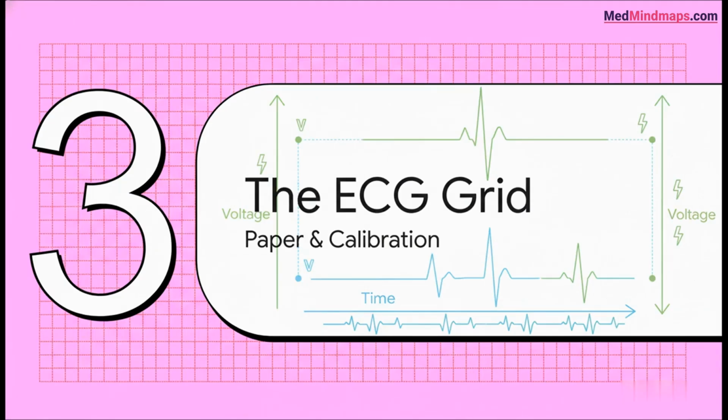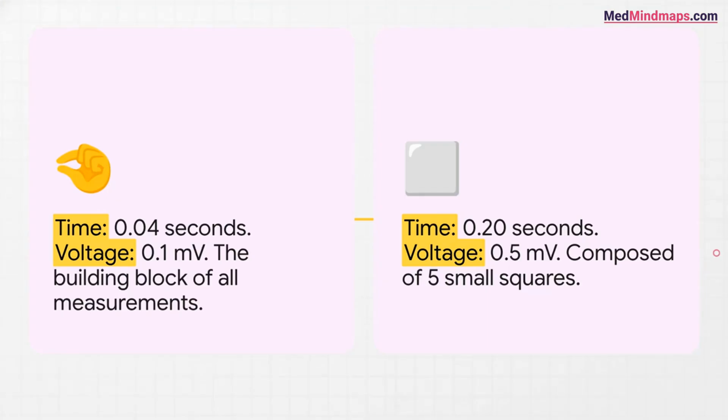Okay, so now we know where to look. The next logical step is figuring out how to measure what we're seeing. And for that, we need to understand the grid paper itself. Every line on that ECG is plotted against 2 key dimensions, time and voltage. Now this grid is totally standardized, which is great. Horizontally, each tiny little box represents 0.04 seconds. Vertically, it's 0.1 millivolts. And since 5 of those little boxes make up one big box, you can just do the math.